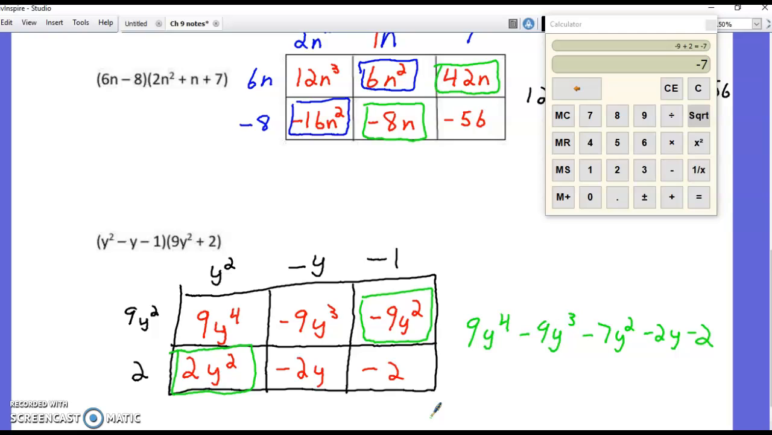So as you're doing these problems, set up your grids. If I had a trinomial by a trinomial, I would just have an extra row down here. I don't think there are any problems like that to do, but it is the same idea.